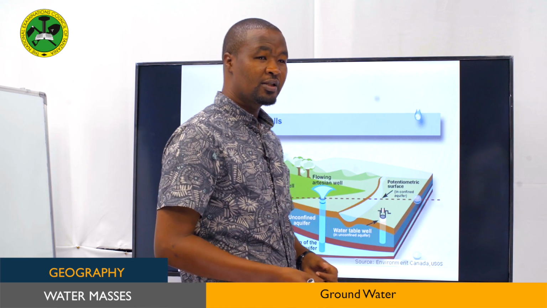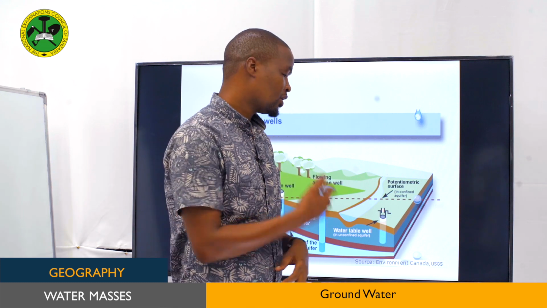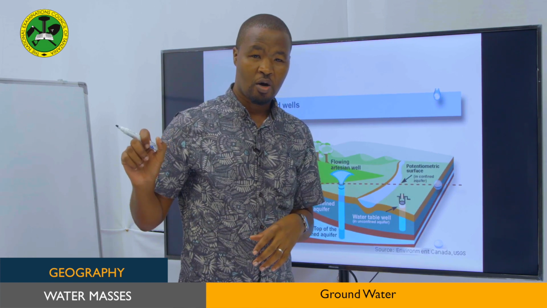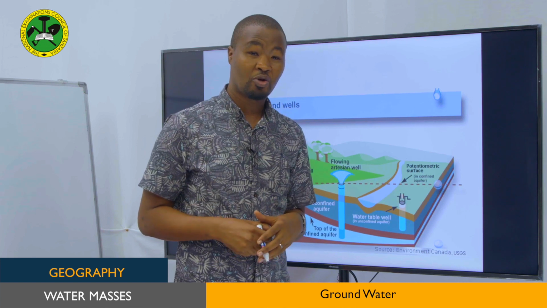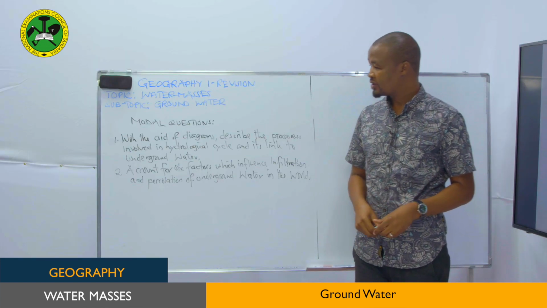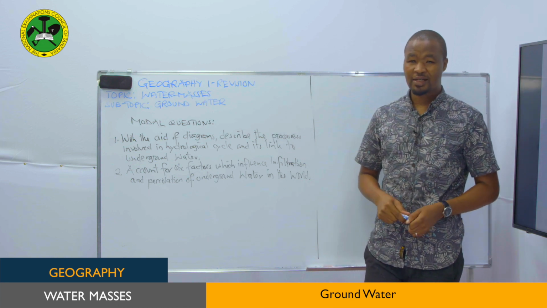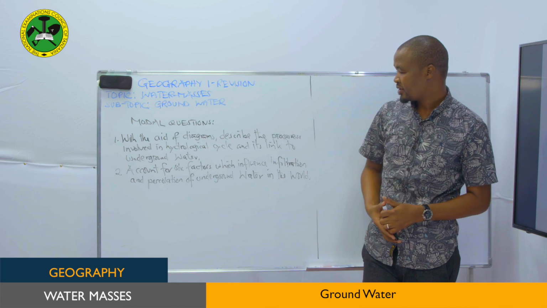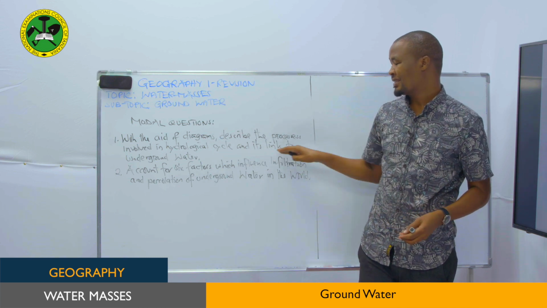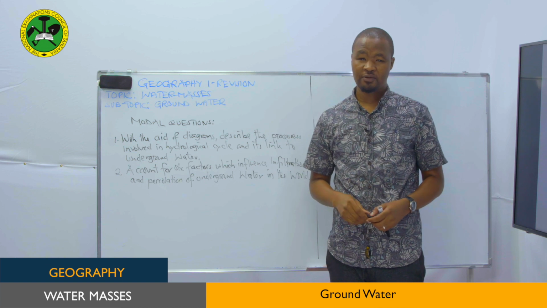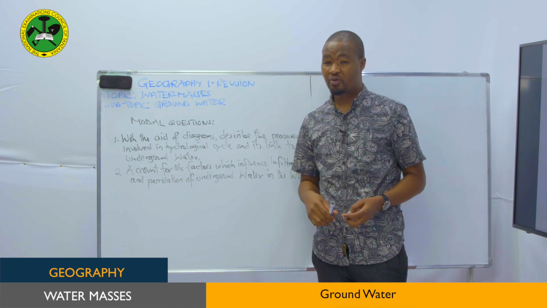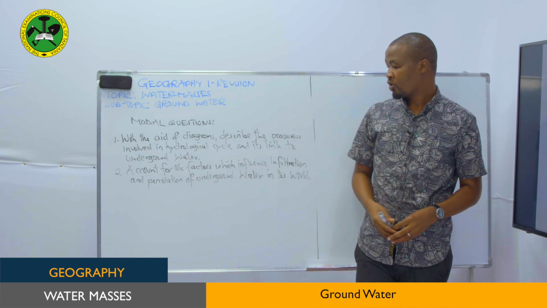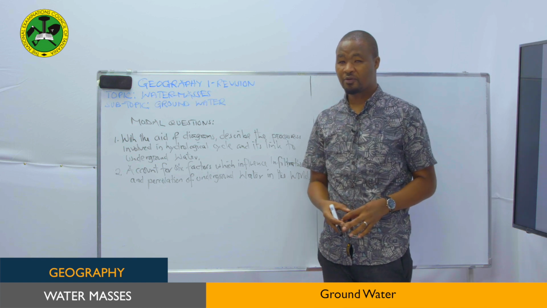Okay, so let's see some of the sample questions concerning our topic today. Concerning today's topic, which is water masses, and the subtopic is underground water. Okay, let's see the model question relating to ground or underground water. With the aid of diagrams, explain the processes involved in hydrological cycle and its link to underground water. So as a Form 6 student, because right now we are making revision, I know you know what is hydrological cycle, and right now I have given you the simple summary of what is underground water.